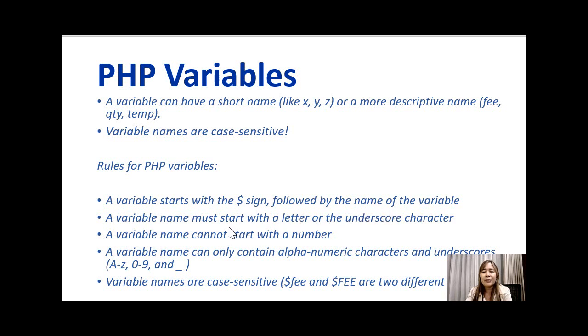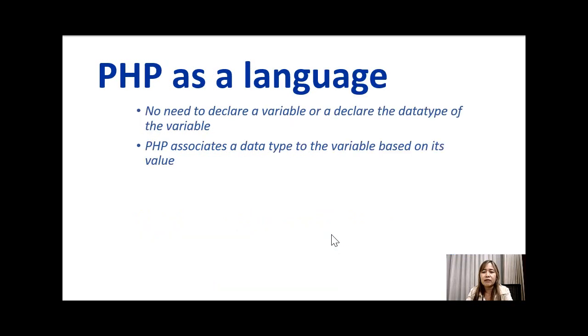It must start with a letter or the underscore character. It cannot start with a number. And it can only contain alphanumeric characters and underscores, A to Z, 0 to 9, and the underscore. Those are the only characters that are allowed in your variable. And it is case sensitive. So if you declare a variable fee using small letters, that's going to refer to a different variable name if you type in FEE in capital letters. So please remember that variables in PHP are case sensitive.